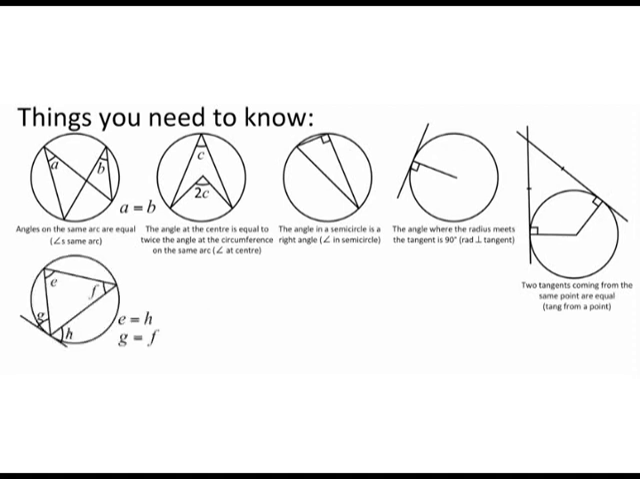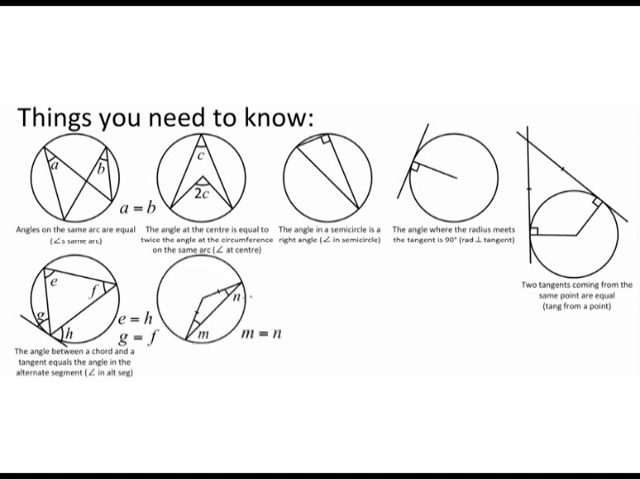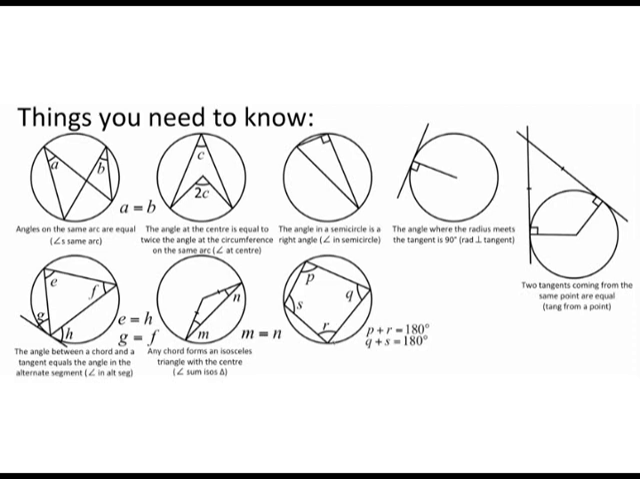Rule number 6, the angle between a chord, which is part of a cyclic triangle, and a tangent is equal to the interior opposite angle of the triangle. Rule number 7, a triangle formed between a chord and two radii is isosceles with equal base angles. Rule number 8, the opposite angles in a cyclic quadrilateral are supplementary.